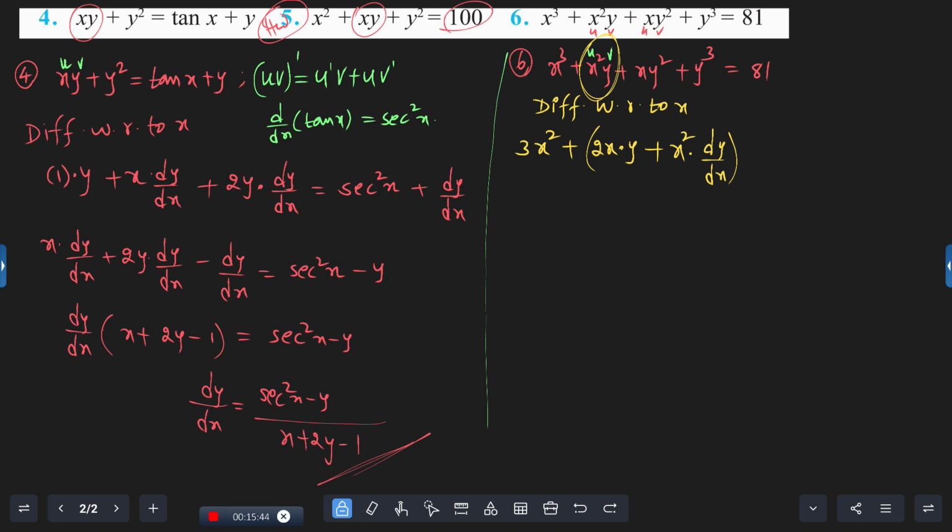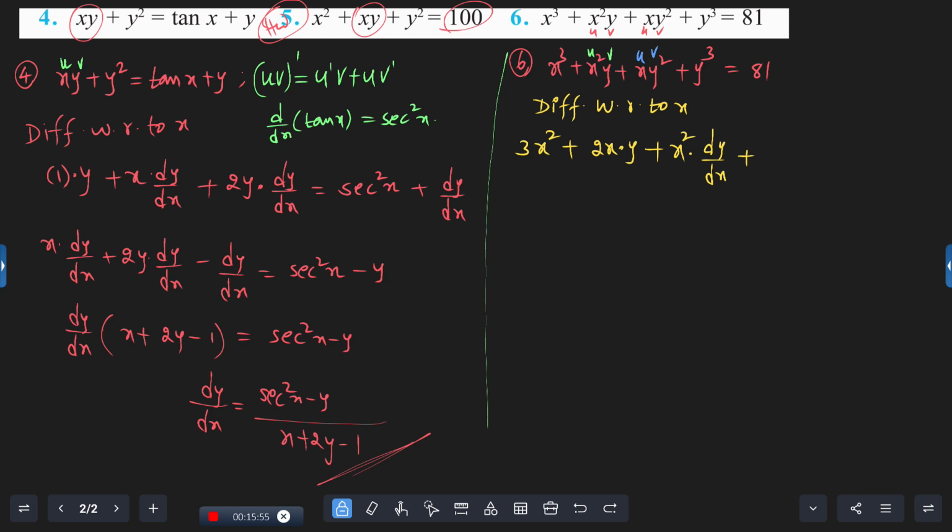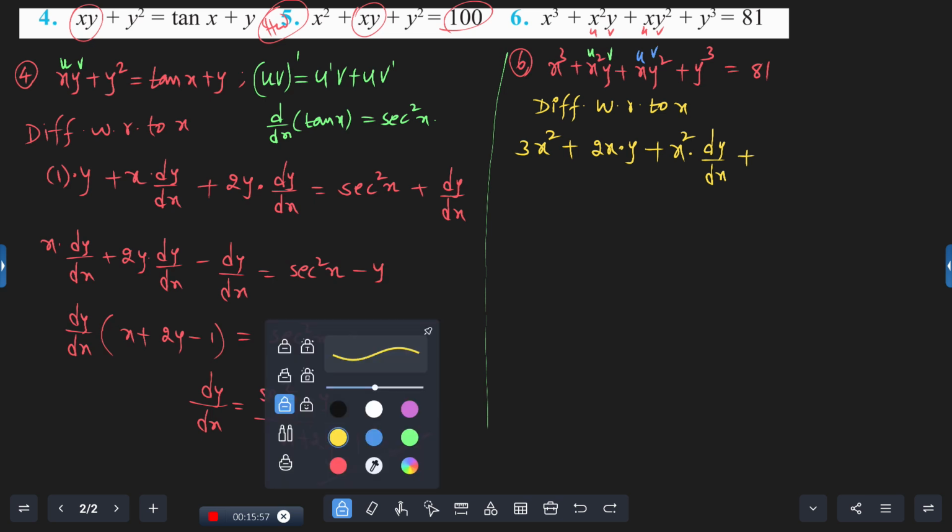I used the uv format. Have you understood? If you want, mention it in pencil. Plus the second one. Second one also, if we want to use what? uv. Second one also we have to use a uv. Understand?